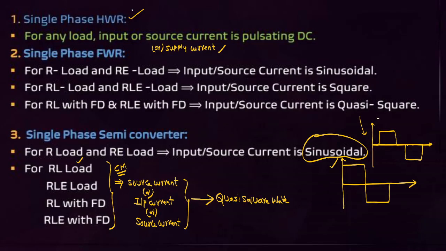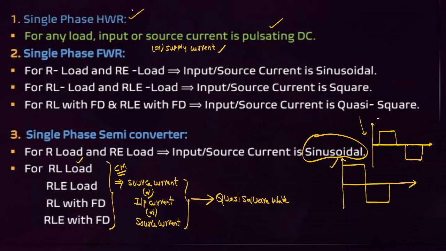For a single phase half wave rectifier, for any load, R load, RL load, RE load, RLE load, RL and freewheeling diode, RLE and freewheeling diode, the input or source current waveform, or supply current waveform, is pulse weighting DC. That is fixed. Half wave rectifier, any load, pulse weighting DC. I am not talking about pure inductor or pure capacitor. Practical cases I am telling.